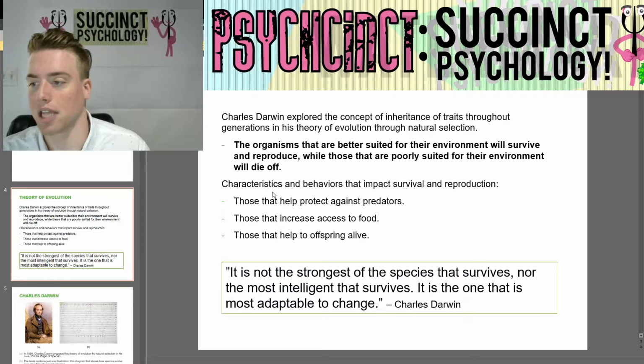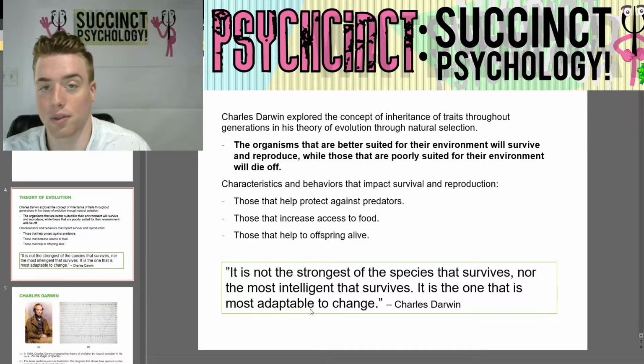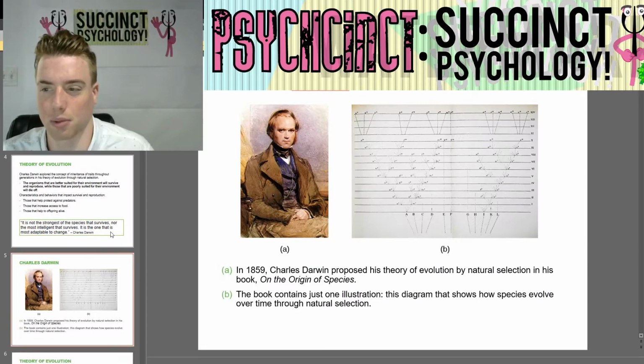Characteristics and behaviors that impact survival and reproduction: those that help protect against predators, those that increase access to food, and those that help offspring to live. Here's a little quote from Charles Darwin. "It is not the strongest of the species that survives, nor the most intelligent that survives. It is the one that is most adaptable to change." That's very obviously just saying that it doesn't matter how strong an organism is, it's the one that's able to adapt to changes in its environments. So that's the theory of evolution. Nice little refresher for you.